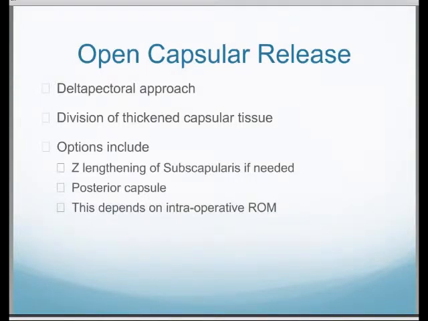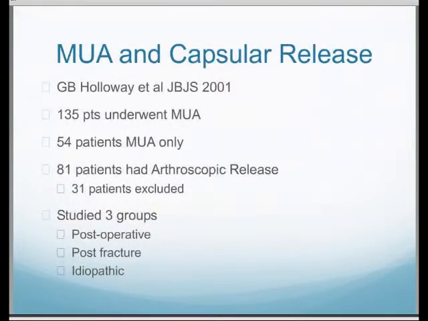So there have been a lot of studies involving manipulation under anesthetic and non-operative treatments, as well as MUA versus capsular release. I found one interesting study in 2001: 135 patients out of 1,700 who had gone through this center over an 8-year period with frozen shoulder. 135 of them proceeded to have a manipulation. 54 of those patients had a manipulation, and they were happy on table with the range of motion, and no further treatment was required. These people were excluded from the study, so their long-term results were unknown.